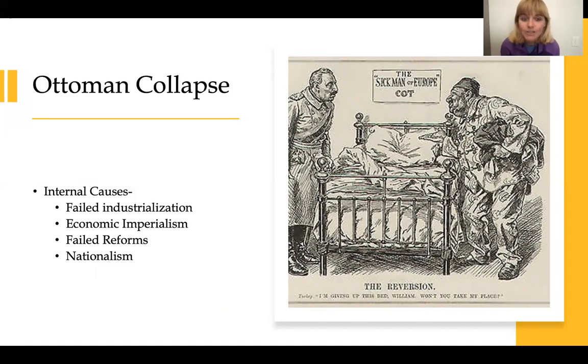Ultimately, they also have failed reforms. So we said that when the Ottoman Empire attempts to modernize their military, attempts to modernize the state, industrialize, modernize the economy, the conservatives within will push back on that and not allow it to happen.